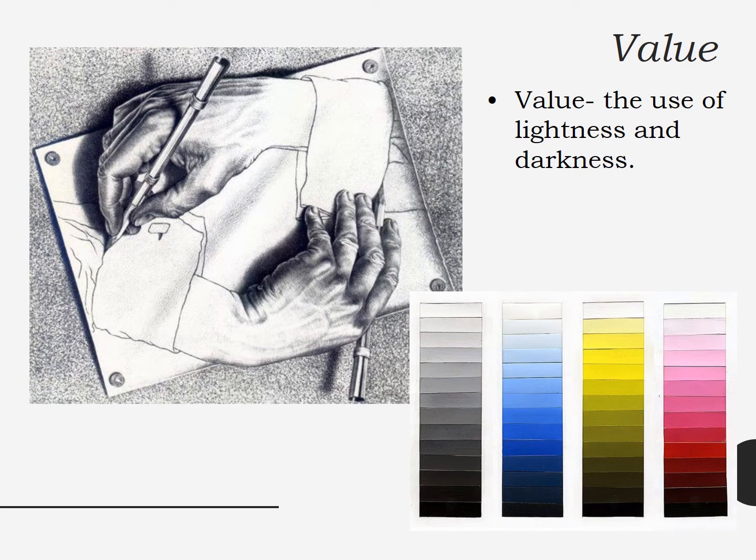Okay, value. So value is the use of lightness and darkness. You can do value drawings where you're having different shades of pencil drawings, which we're going to be doing a little bit later. You can also have different shades and values of color, really light blues, really dark blues, and you can get those with any kind of art material, but you often use them a lot with paint.